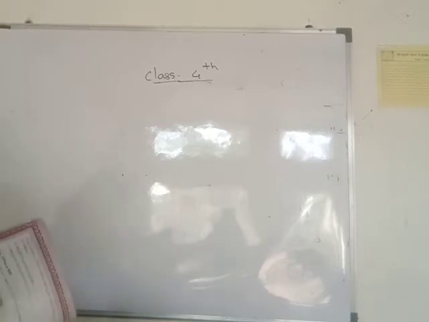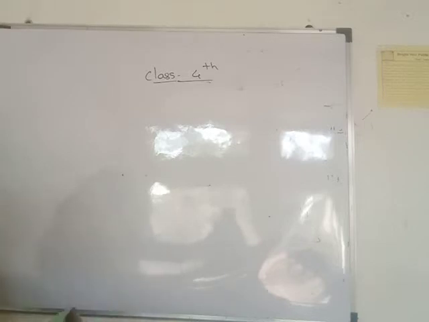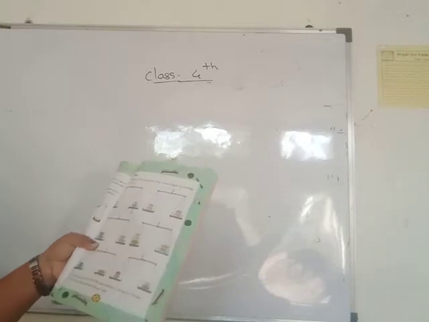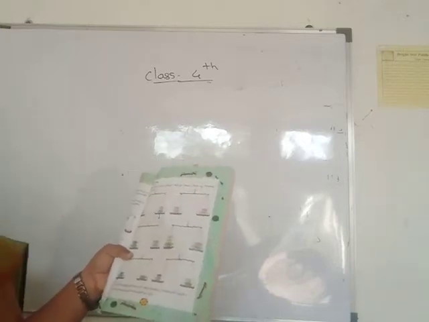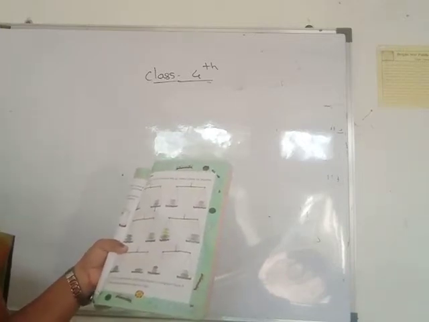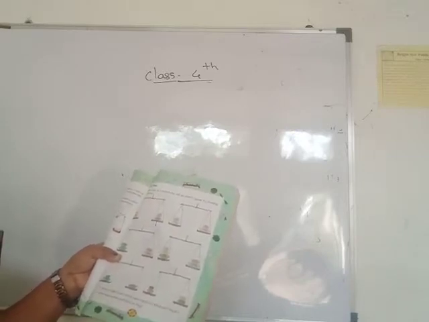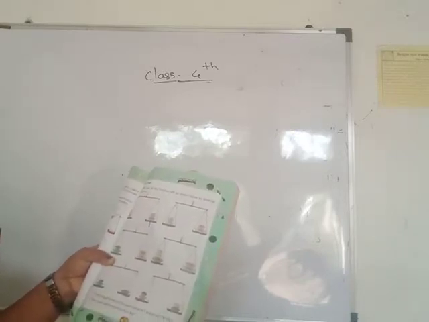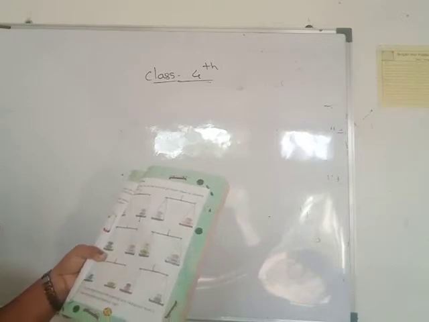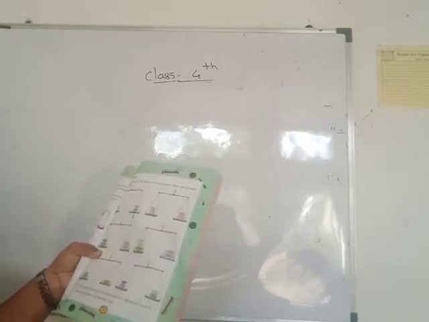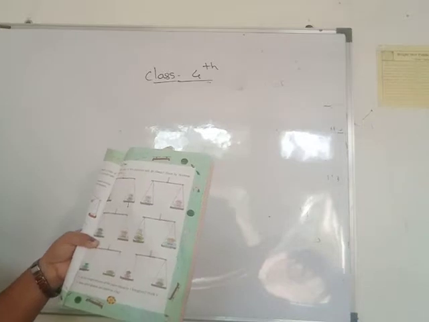In this chapter, today we are going to study page number 137. See here, practice time. Which pan of the balance will go down? Show by drawing an arrow. In the two pans, weight is given, and you show which side of the balance will go down.